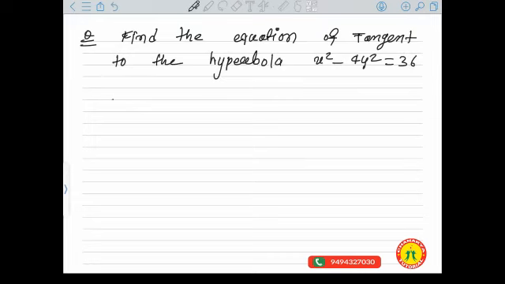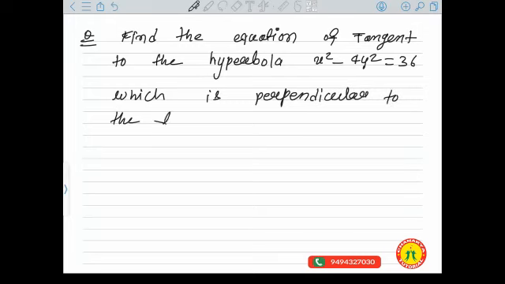Hyperbola equation is given, which is perpendicular to the line x minus y plus 4 equal to 0. Please everyone do that. You have to find the equation of tangent to the hyperbola x square minus 4y square equal to 36, which is perpendicular to the line x minus y plus 4 equal to 0.